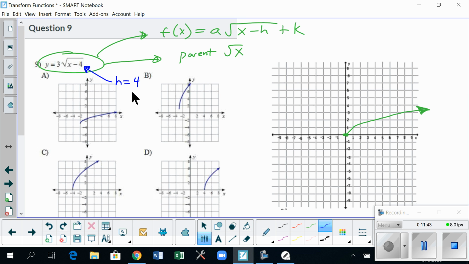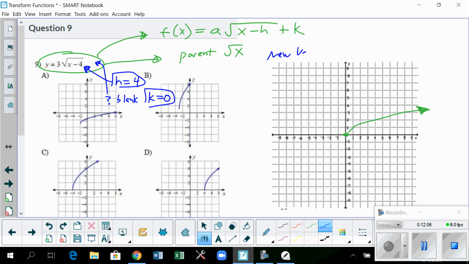Now you'll notice here that I don't have a k value. When I go to look for my k value, there is nothing there. k is empty. It's blank. And so with h or k, if it's ever blank, if you're ever missing one of those values, you're going to put in a 0. So h is 4, k is 0. My new vertex is going to be at the point 4, 0, which is right here.